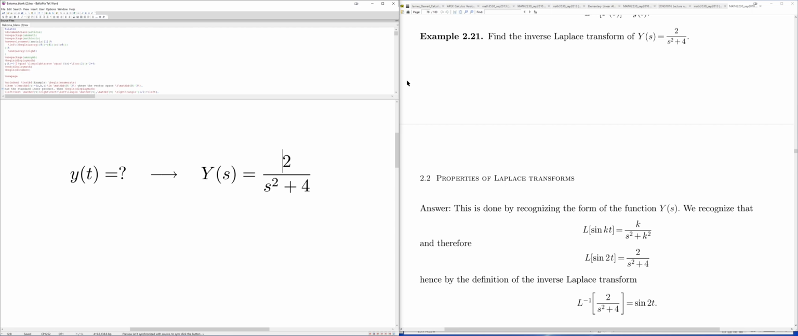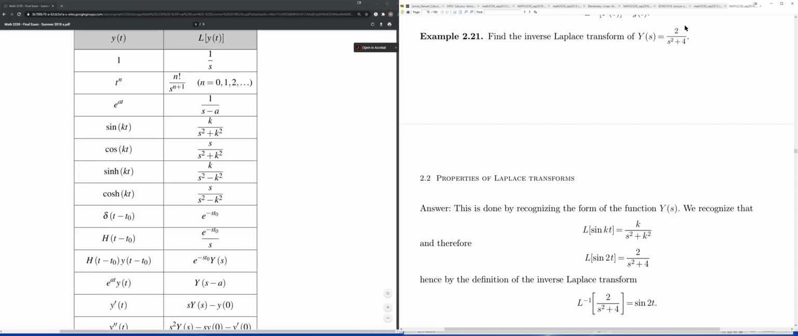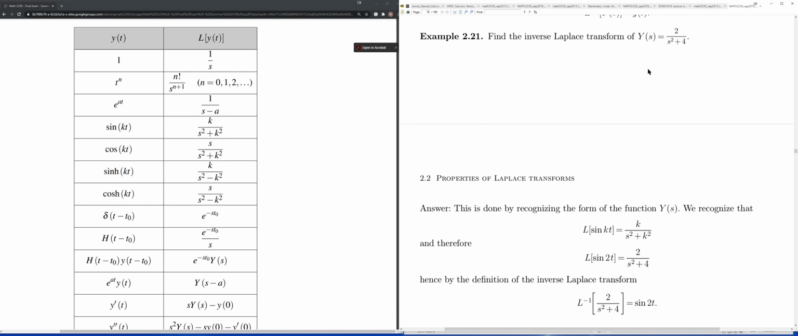Okay, now how do I do that? Well, really, I just do it by recognizing the form. This is the first approach that we would have for getting the inverse Laplace transform. You want to recognize the form of this function of s. So I have this 2 on s squared plus 4, and then you look in your table and you see if anything is of that form.